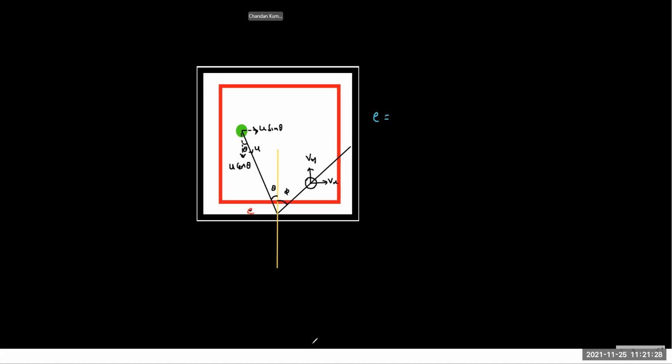Sir, that theta is equal to phi. Theta equals to phi, but how can you say that? Sir, because the angle of incidence is equal to the angle of reflection. But that is only true for the perfectly elastic collision. But I am saying here the coefficient of restitution is E, which means it is not perfectly elastic. It's somewhere between 0 and 1. So that assumption will not be true.